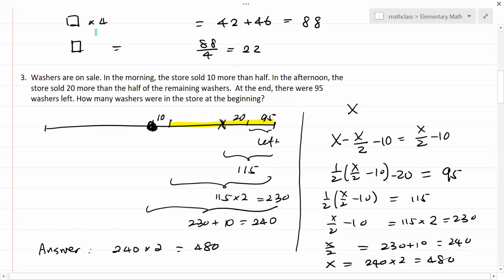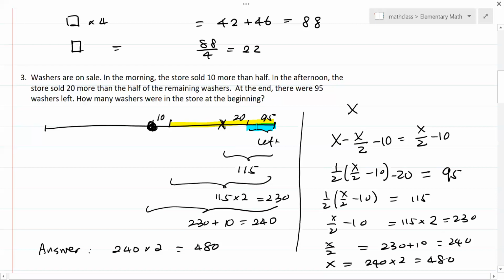Then in the afternoon, what is left? We still don't know, right? That's in the yellow color. You put the middle point there, you sold half. Then you sold 20 more. So what is left is this part, in a different color. That is left. And you were told that 95 washers are left. When you look at the picture, you just want to figure out the length of the original line. So you have to do it step by step.